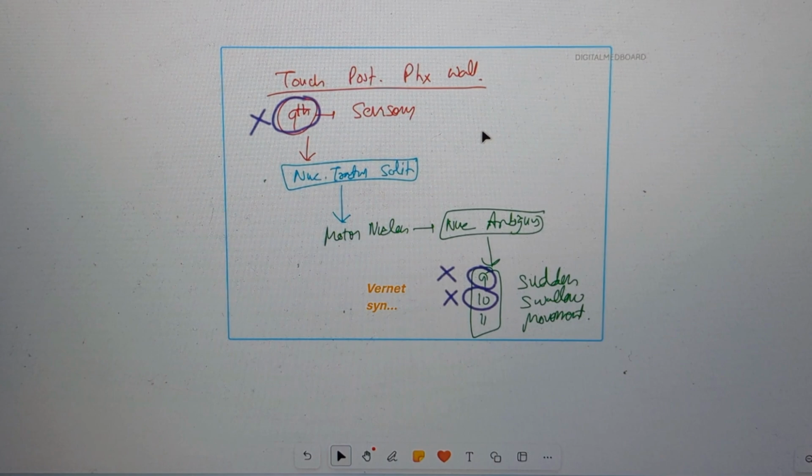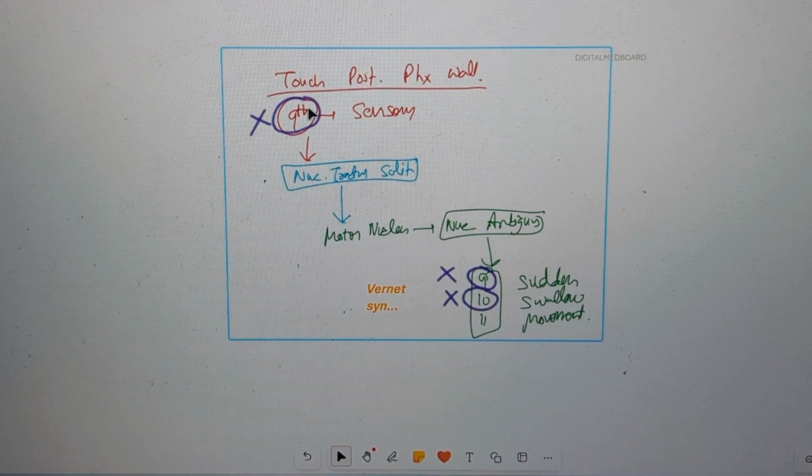Here we go. If you touch the posterior pharyngeal wall, you activate the cranial nerve 9, glossopharyngeal nerve, which sends a signal to its sensory nucleus, the nucleus tractus solitarius. This nucleus then stimulates the motor nucleus, the nucleus ambiguus, which activates cranial nerves 9, 10, and 11, resulting in a sudden swallowing movement known as the gag reflex.